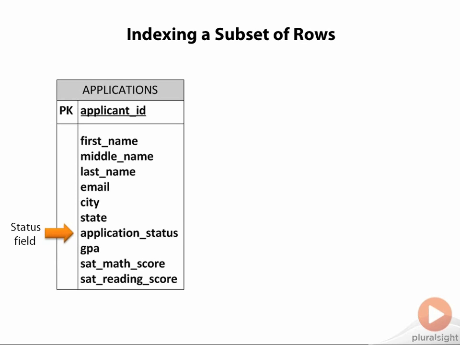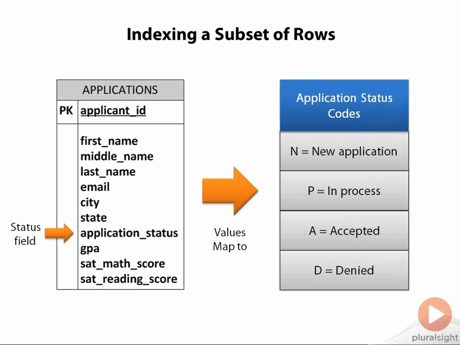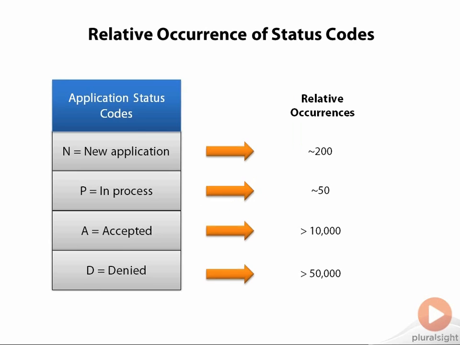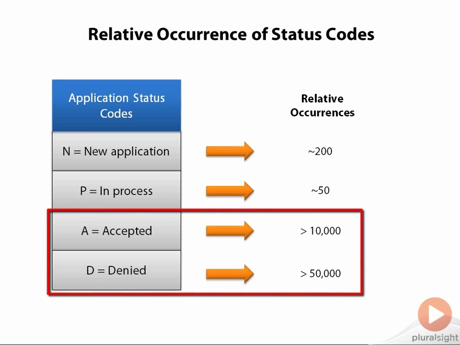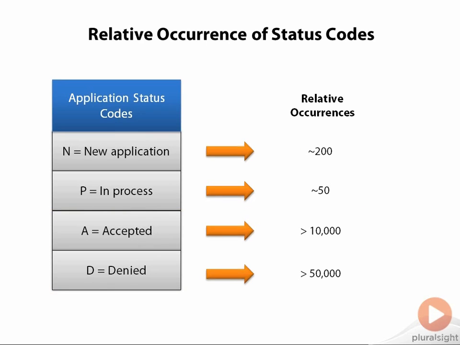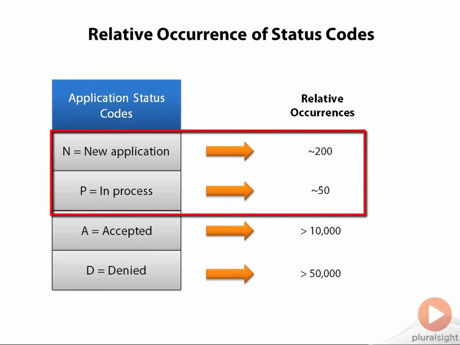throughout this course. In this simplified model, there are 4 potential values for this field, representing new applications yet to be reviewed, applications in the process of being reviewed, applications that have been accepted, and applications that have been denied. The nature of the data is such that over time, we'll have lots of historical data, meaning the bulk of the rows in this table will have a status of either A or D, representing historical applications that have already been processed. We'll have relatively few applications in the new or in process status because our admissions counselors will review these applications as they come in, making a disposition and accepting or denying enrollment to those students.